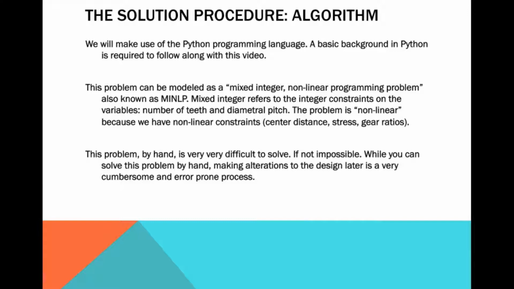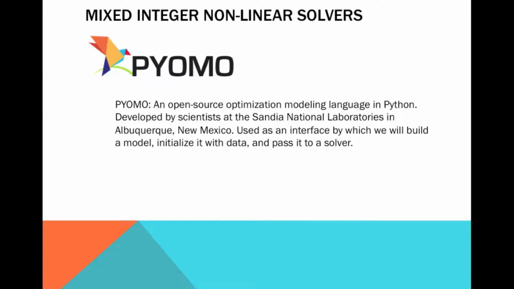But if you wanted to change something in the design later on, you would have to go back through the whole process of making sure all your constraints are met, and reiterating through everything, and it's just horrible. So we're going to use a computer because it's much smarter than us and we can make it do exactly what we need. So what are we going to use?